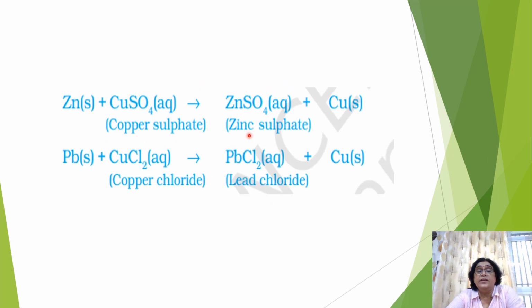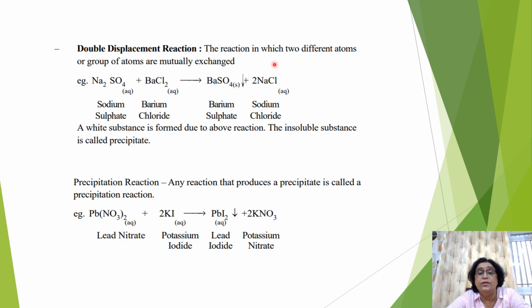So zinc plus copper sulfate gives you zinc sulfate plus copper. Lead plus copper chloride gives you lead chloride plus copper. Double displacement reaction: in this reaction, two different atoms or groups of atoms are mutually exchanged. Okay. So here when sodium sulfate reacts with barium chloride, it gives you barium sulfate plus NaCl. So Na2SO4 plus BaCl2 gives you BaSO4 and NaCl. So both the atoms are mutually exchanged. So a white color substance, barium sulfate, is formed in this reaction. This insoluble substance is called precipitate, and this reaction is also called precipitation reaction. The reaction in which precipitate is formed is called precipitation reaction.